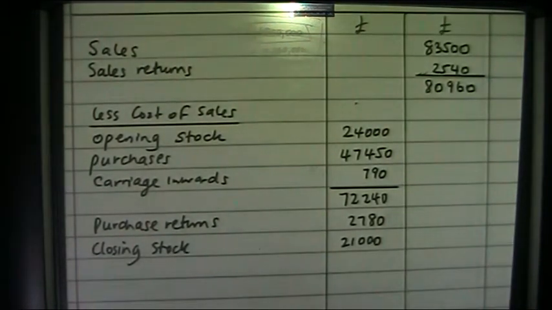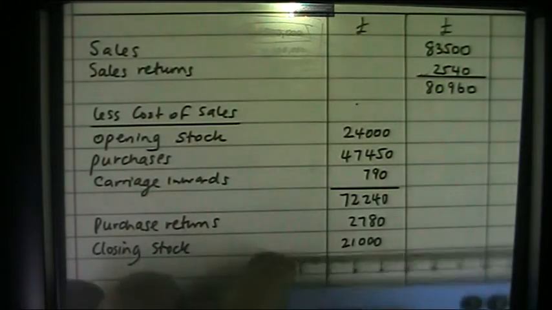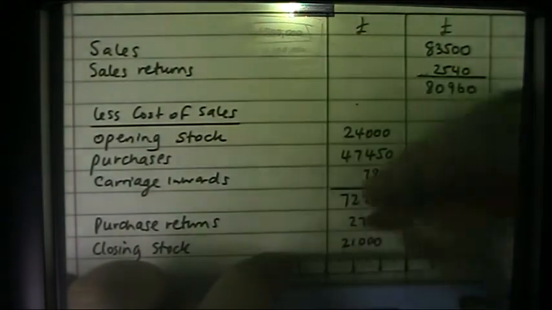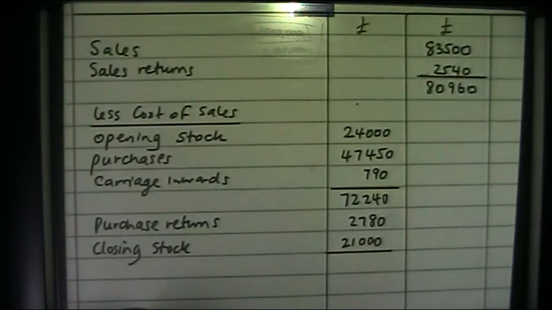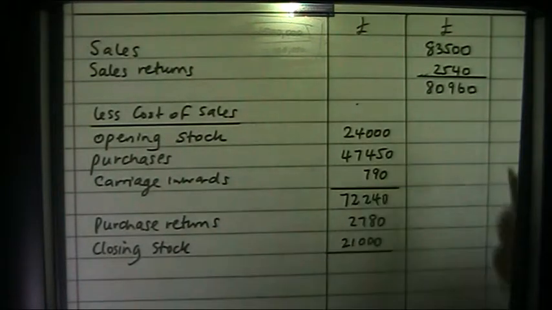That figure that I get now is going to be my cost of sales. So I want to minus off 2,780 and minus off 21,000, and my cost of sales is 48,460.